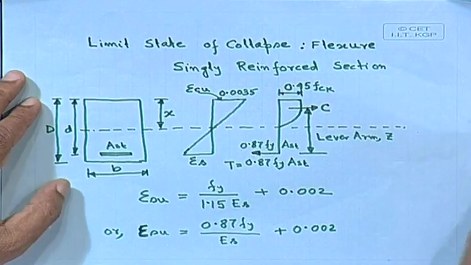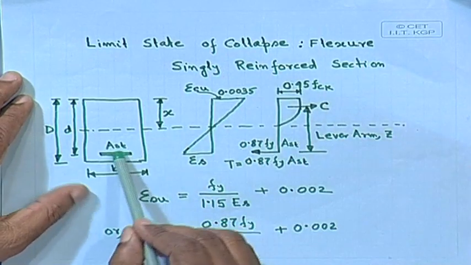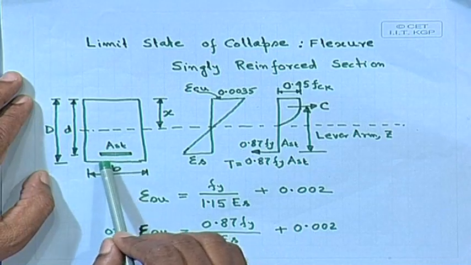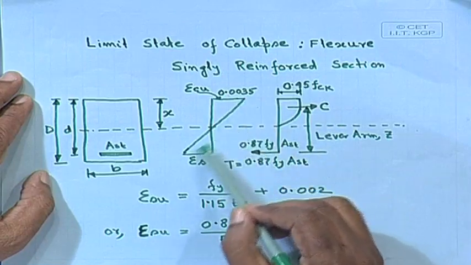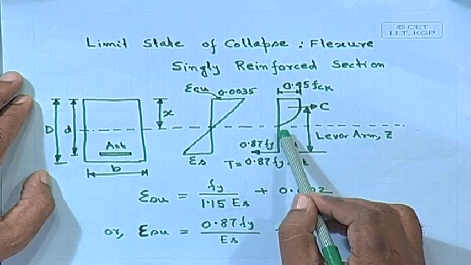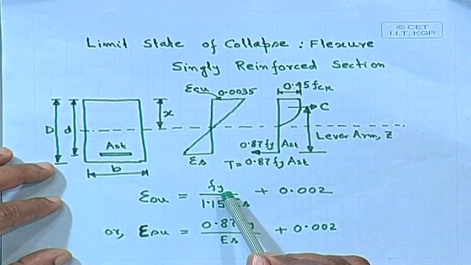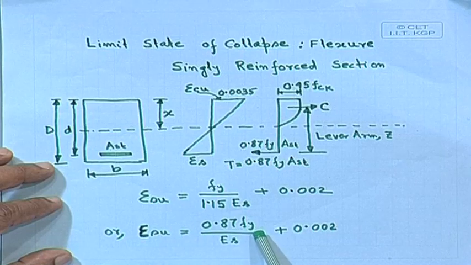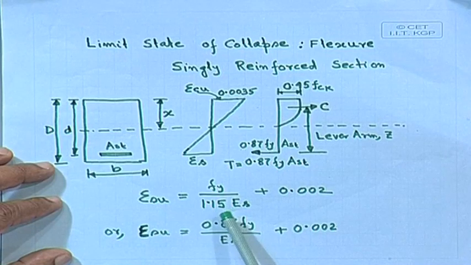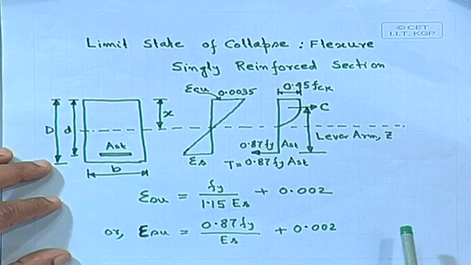Last class we have started limit state of collapse, flexure, singly reinforced section, where reinforcement is in the tension side: the stress strain curve, the strain diagram and the corresponding stress diagram. The ultimate strain in steel is dependent on fy. We shall get epsilon su equal to 0.87 fy, taking 1.15 as the partial safety factor for materials, so 0.87 fy by Es plus 0.002.